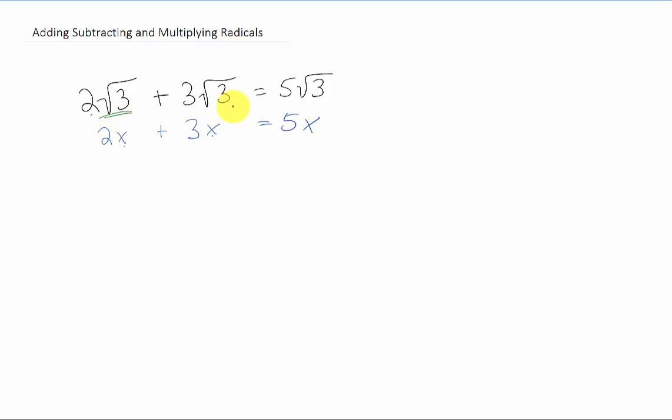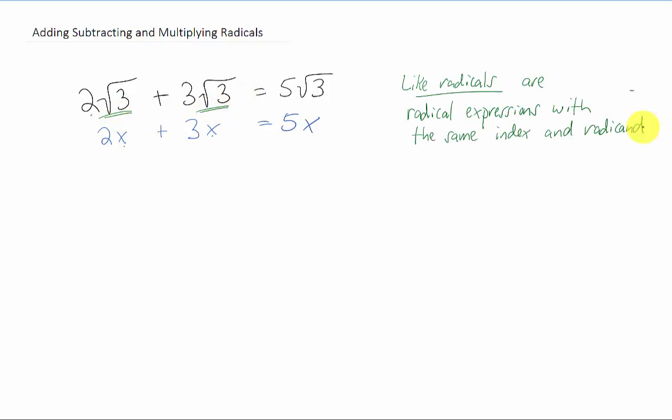In fact, we call these things like radicals. Before, like terms had to have the same variables with the same powers on them. Like radicals have the same index, that's this number right here, whether it's a square root or a cubed root or a fourth root, etc. That's the index. They have to have the same index and they have to have the same radicand. And again, the radicand is the technical word for what's under the square root.